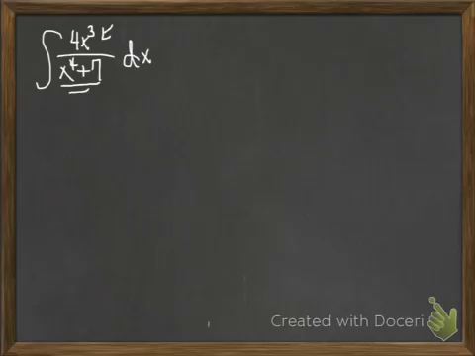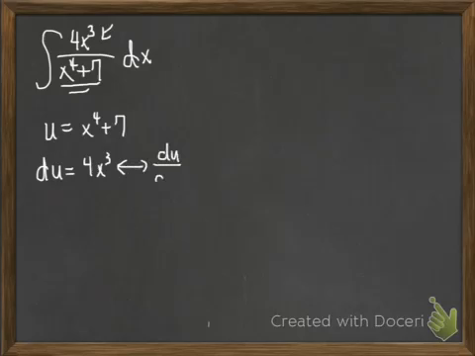So let's just put u equal to x to the fourth plus 7. Now what about in terms of du? Well, we know that du is just taking the derivative of u, so it'll be 4x to the third.